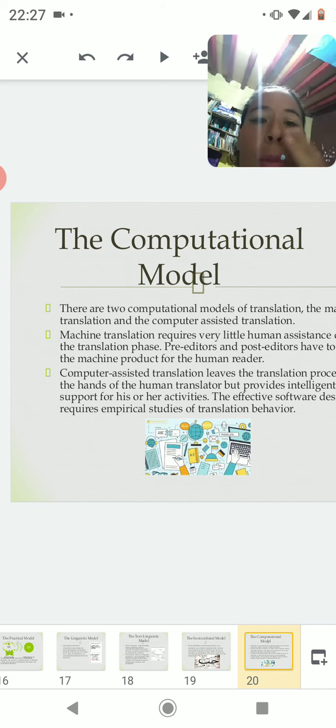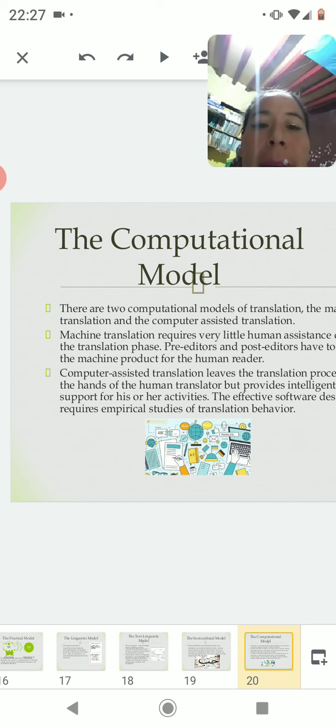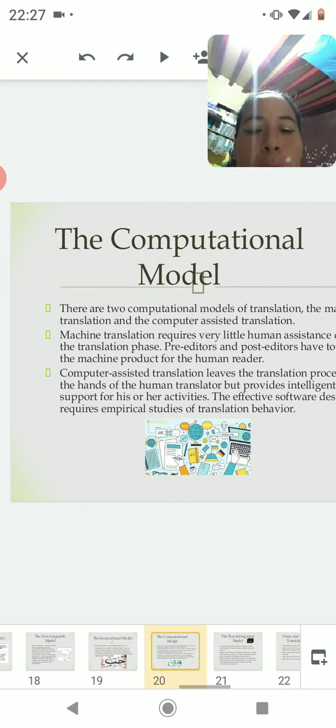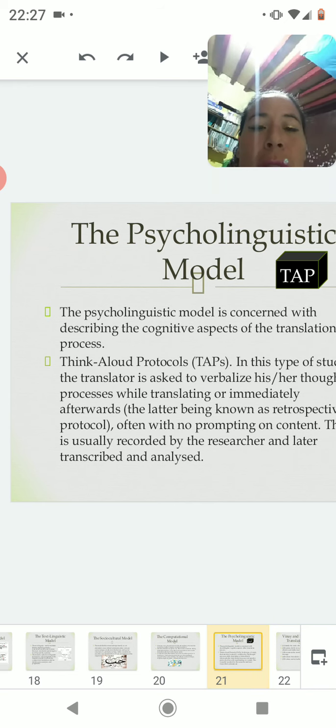Then the computational model is what we nowadays know, because we use computer-assisted translation and machine translation, which requires little human assistance. And now we have more advanced programs that help us with this.